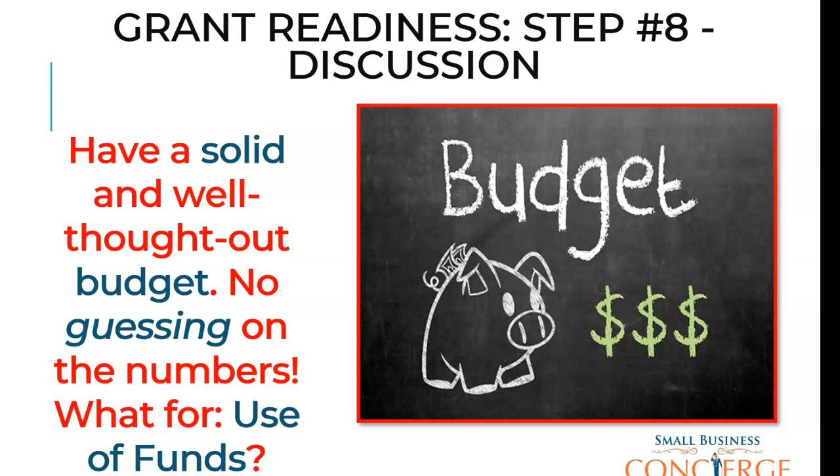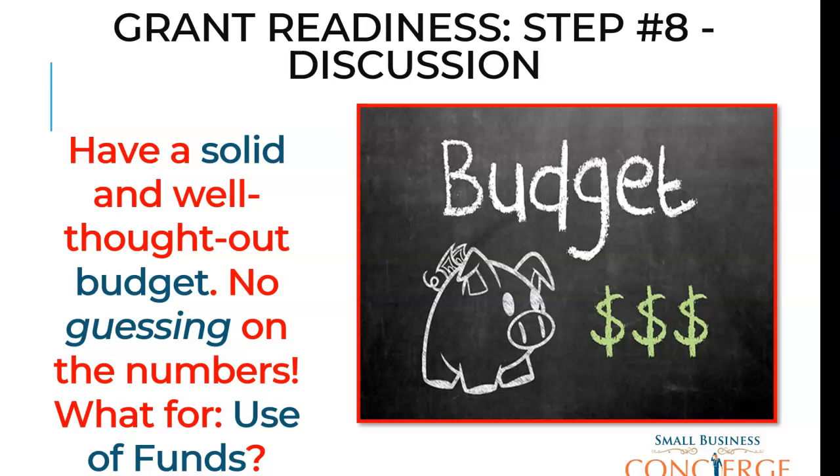That's different than creating an income statement or projections. Your budget is how you're spending your company's money to do what? To create revenue, to bring in revenue, whether you're a for-profit or a nonprofit. But you have a responsibility to spend those resources wisely and smartly. You want to have a solid and well thought out budget, no guesswork. If there's guesswork, plus or minus, very modest on those numbers. And what are you using the grant funds for?